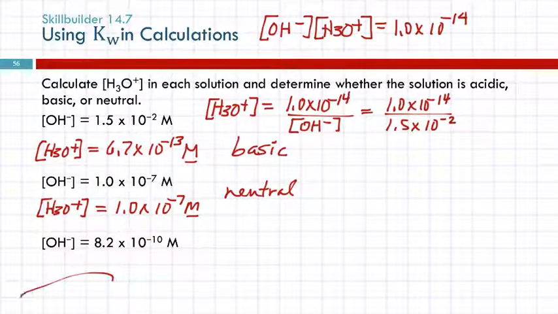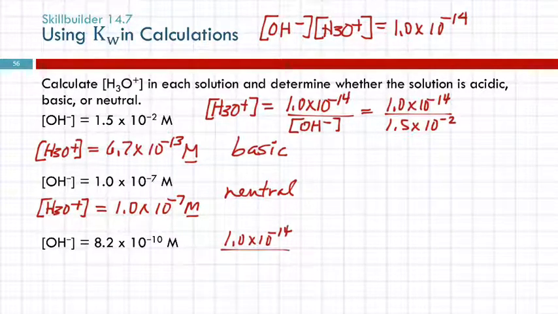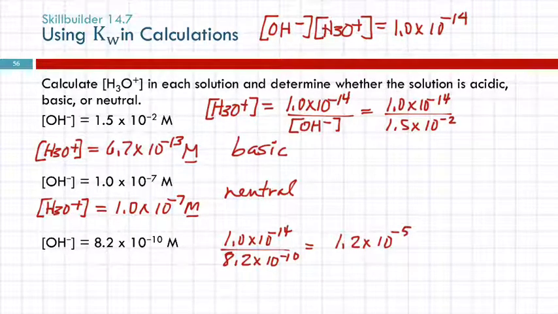And then this one, 1.0 times 10 to the minus 14 divided by 8.2 times 10 to the minus 10. So we get 1.2 times 10 to the minus 5 molar, that's the hydronium ion concentration. Acidic, basic, or neutral? Acidic. The concentration of hydronium is higher than of the base. So this one's acidic. Any questions?